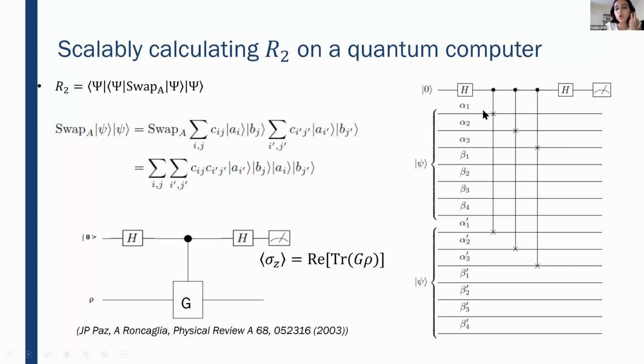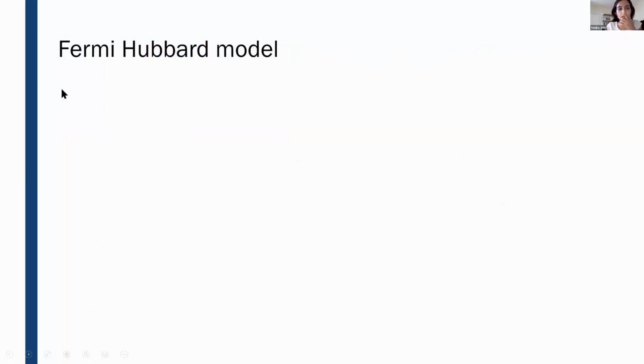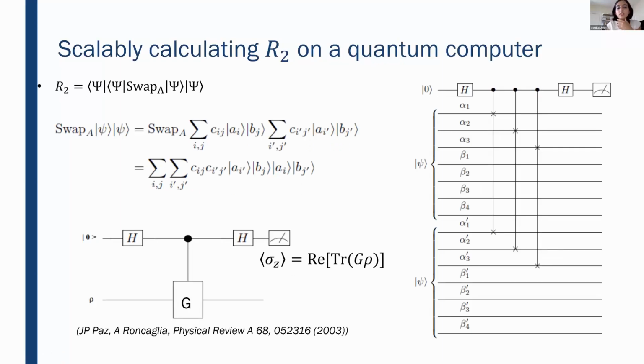And then you apply a controlled version of the swap operator, right? And it's controlled on an ancilla that's in a superposition. And then you measure this ancilla. You get the expectation value of the swap, which in turn gives you the Renyi entropy, right? Any questions here?